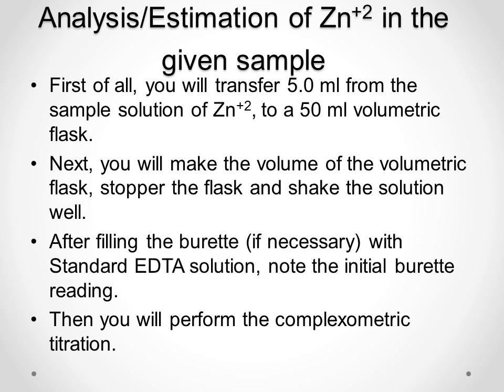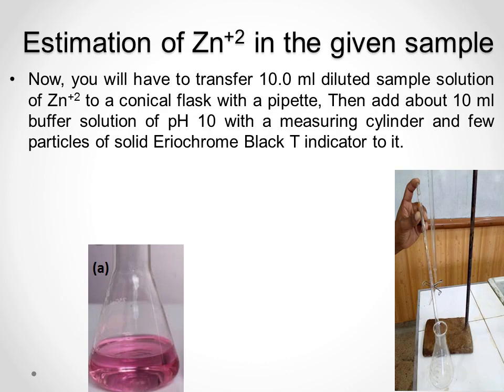After filling the burette, if necessary, with standard EDTA solution, you will note the initial burette reading. Then you will perform the complexometric titration. Now, you will transfer 10.0 ml of diluted sample solution of zinc to a conical flask with a pipette.